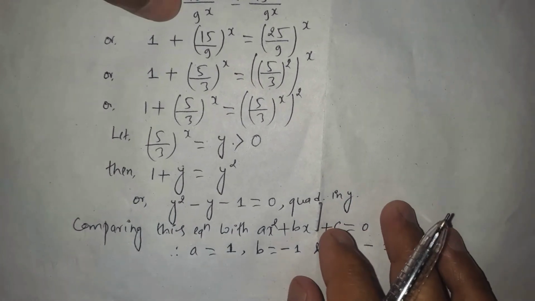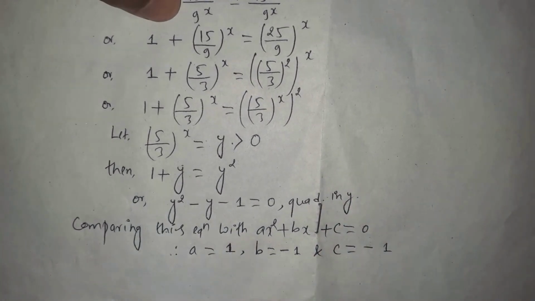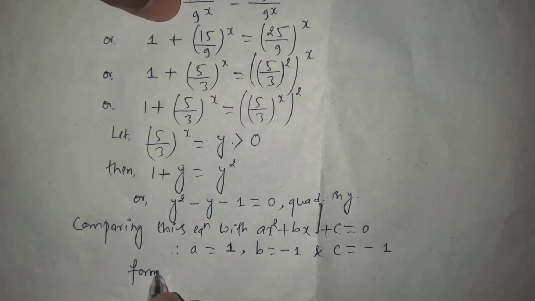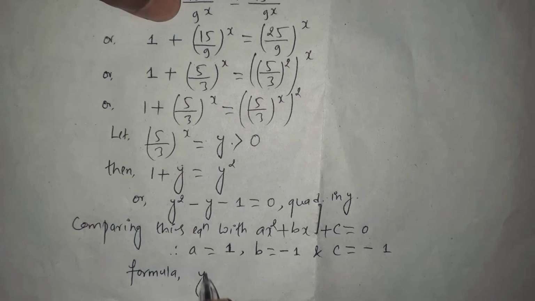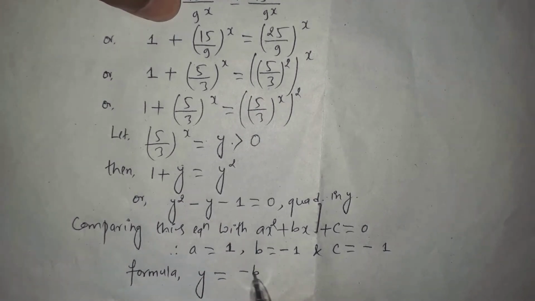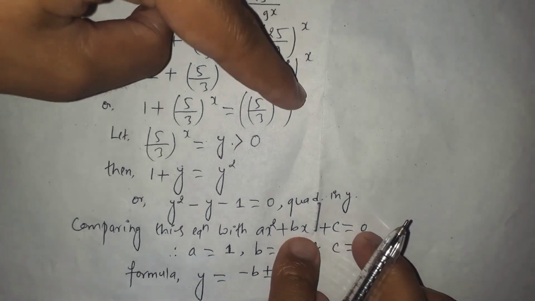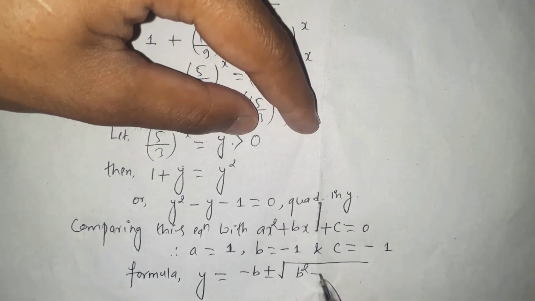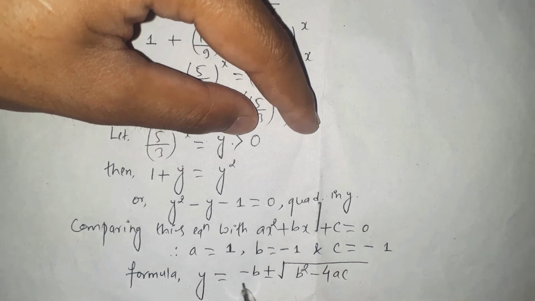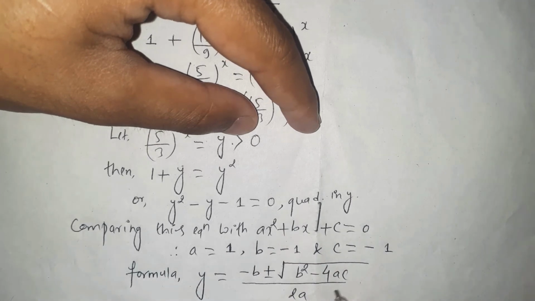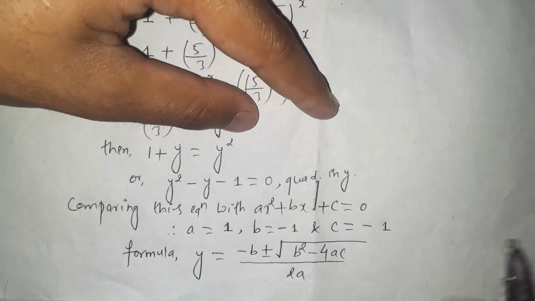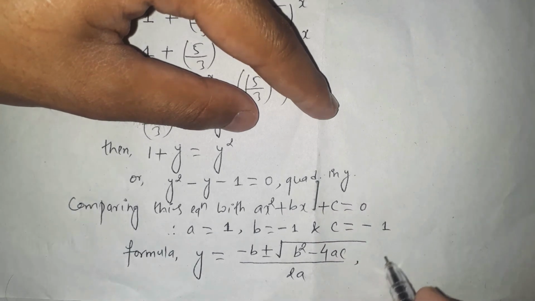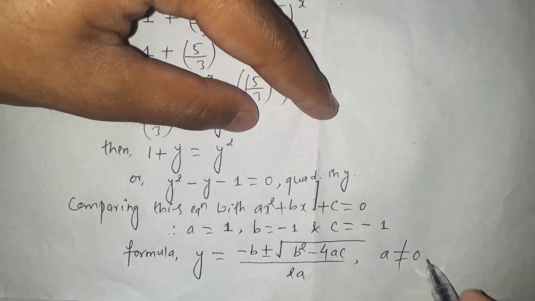Let's solve this quadratic equation by using the formula. The formula is, the variable here is y, so y equals negative b plus or minus square root of b square minus 4ac over 2a. Please memorize this formula. In this formula, the value of a is in the denominator, so the value of a should not be equal to 0.